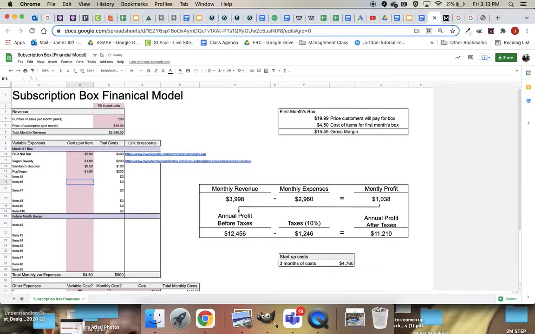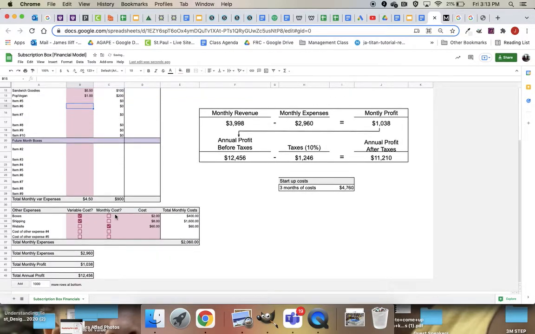Okay, well, then down here are our other expenses. So check this out. We have the box. That's going to actually be a variable expense because I need to have a box every time I make a sale. That's a variable expense, so I'm going to check variable expense. Shipping. I'm going to need to ship the items to my customers each box. So that's also going to be a variable expense. And I'll put how much that's going to cost.